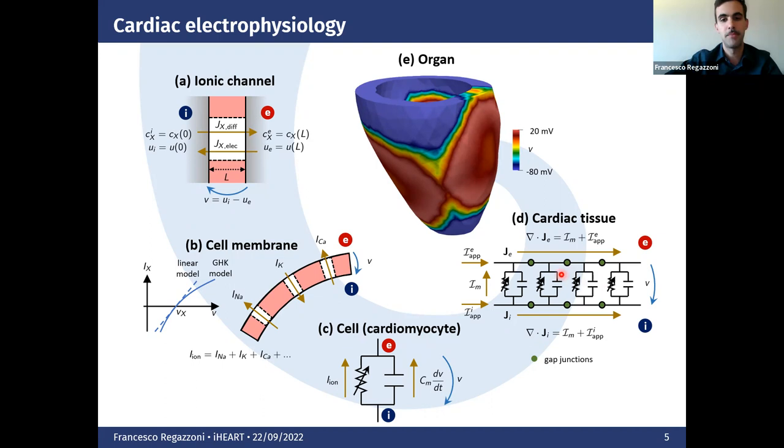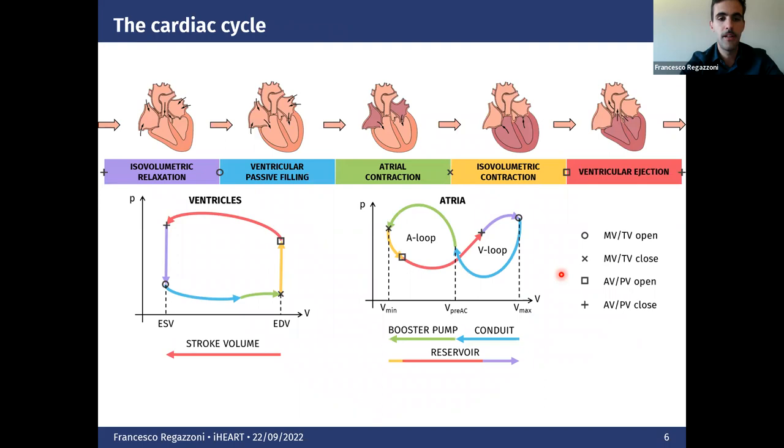And the heart works in a cyclical manner. It pumps blood many, many times, nearly once each second of our life. To characterize this behavior, clinicians typically use the so-called PV loops, that are the pressure-volume loops. Here on the left, you can see the typical pressure-volume loop of a ventricle. On this axis, you have the volume. On this, you have the pressure. And typically, people start from this point.